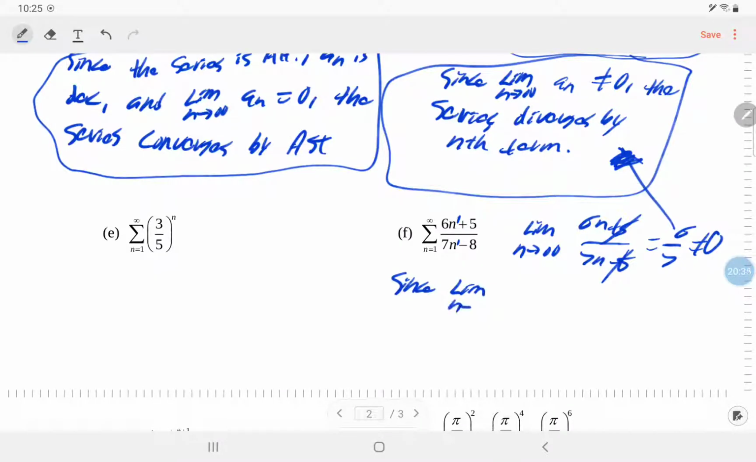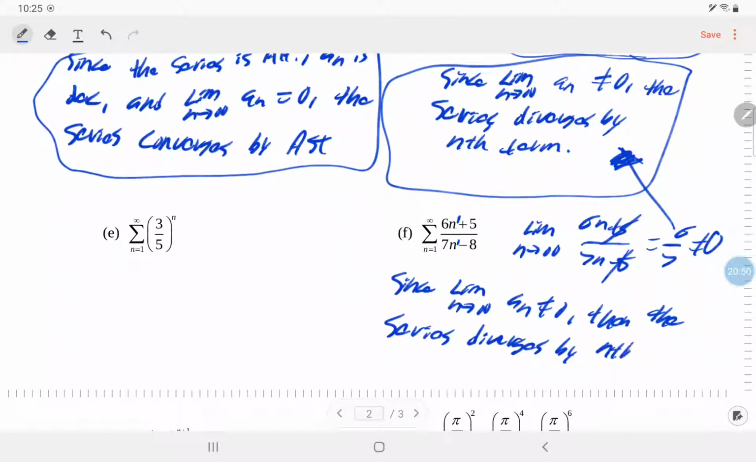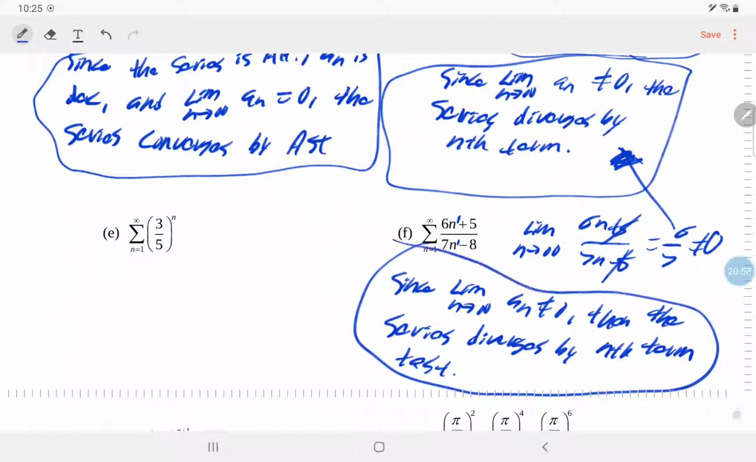Since the limit as n approaches infinity of a_n is not 0, then the series diverges by the nth term test. So that's why I say, and even here, this one doesn't even alternate. I can't use the alternating series test, but honestly, nth term test is the first thing I look for, because evaluating limits at infinity is pretty easy to do.